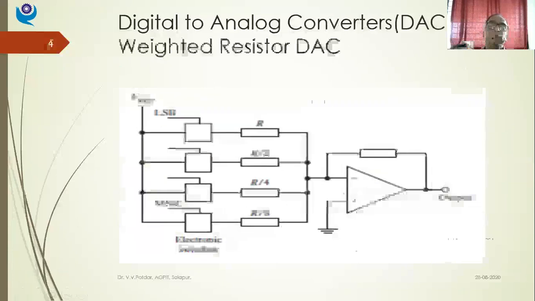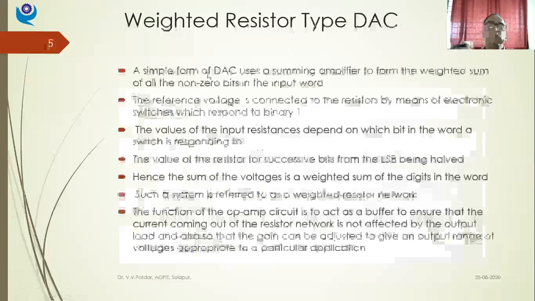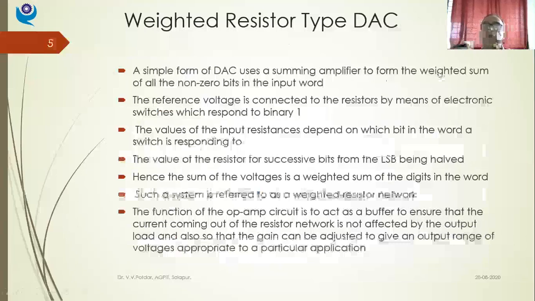So, the weighted resistor type DAC, a simple form of DAC, uses a summing amplifier to form the weighted sum of all the non-zero bits in the input word. Where there are 0 bits, there will not be any voltage, isn't it? The reference voltage is connected to the resistors by means of electronic switches which respond to binary 1. The values of the input resistances depend on which bit in the word a switch is responding to. The value of the resistor for successive bits from the LSB is being halved.